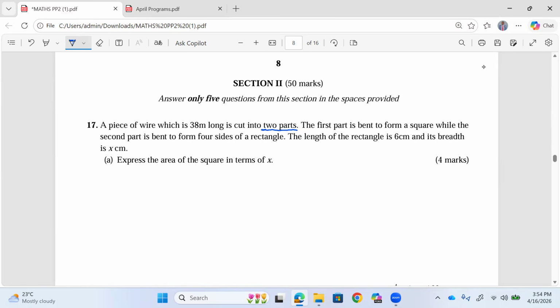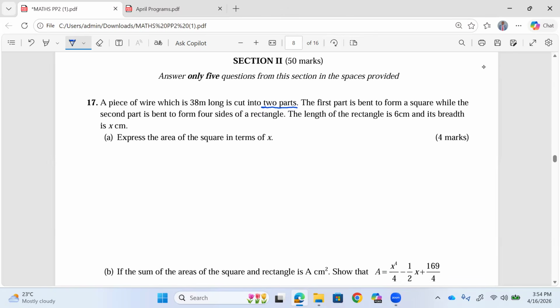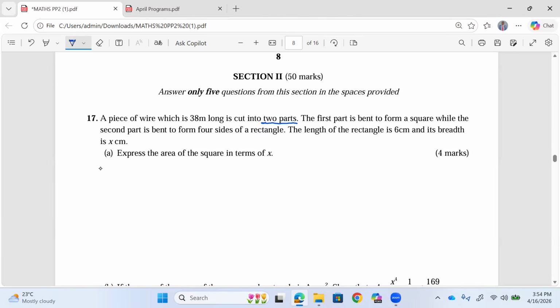So one thing that you're supposed to know here, we don't know the portions into which this particular length has been divided. They are just two, but one is longer than another because we've not been told it's divided into two equal parts. But now after the division, you can see the length of the rectangle has been given as 6 centimeters and the breadth is x, meaning that we can get the total length making the rectangle in terms of x. So for the rectangle, we can talk about its perimeter.